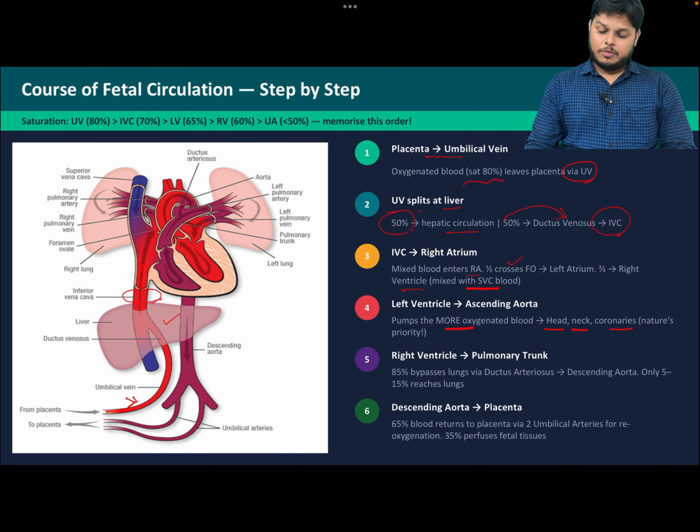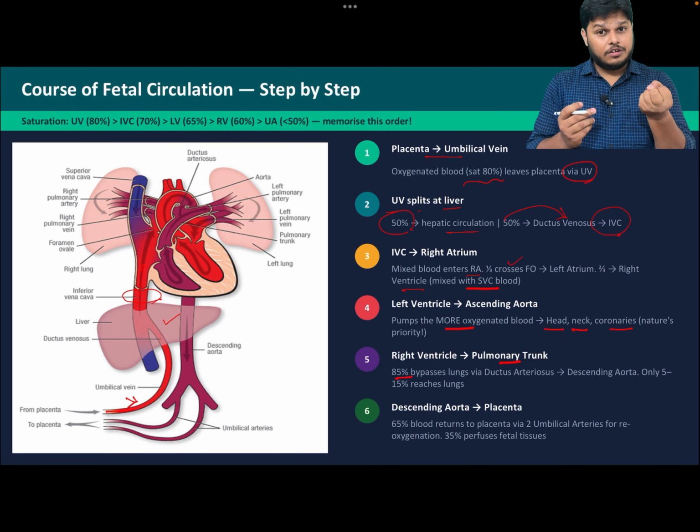What are the important structures? The head and neck structures. So they receive blood first, then we consider the other things. That's nature's priority. Now the right ventricle, what does it do? It should drain to the pulmonary trunk, but 85% of the blood bypasses via the ductus arteriosus, because there is high pulmonary vascular resistance. We are talking of a fetus in utero.